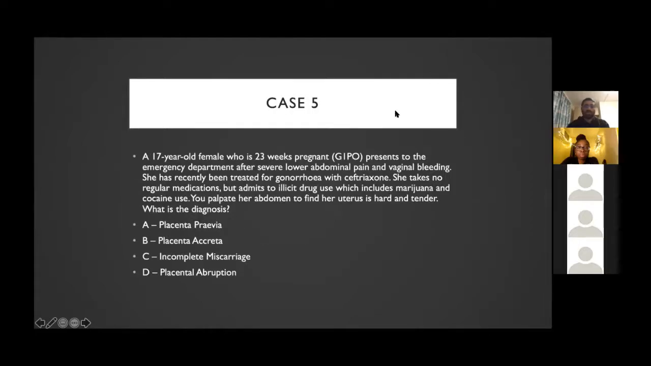So this is the last case. It's a 7... department after having severe lower abdominal pain and vaginal bleeding. She's recently been treated for gonorrhea with ceftriaxone, and she takes no regular medications, but she admits to illicit drug use with marijuana and cocaine. You palpate her abdomen to find her uterus hard and tender. What's the diagnosis? Is it A, placenta previa, B, placenta accreta, C, incomplete miscarriage, or D, a placental abruption?